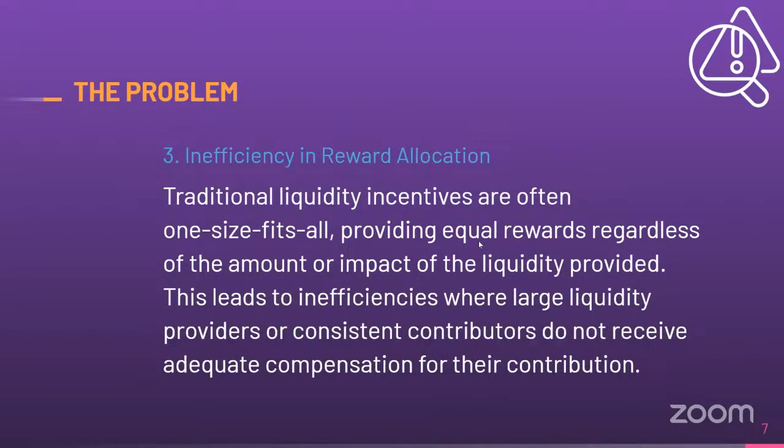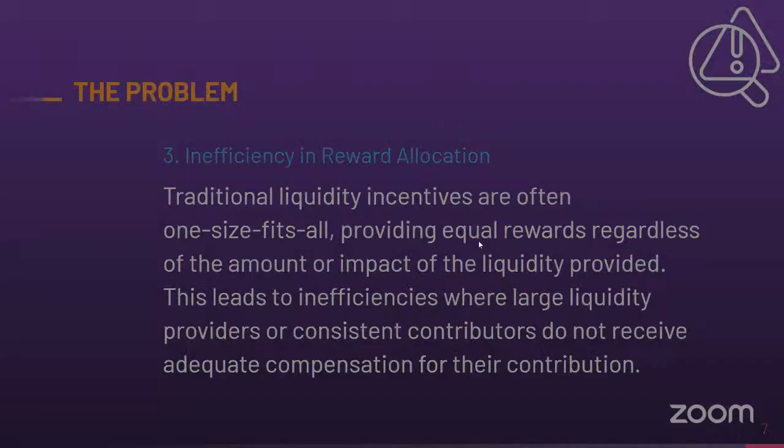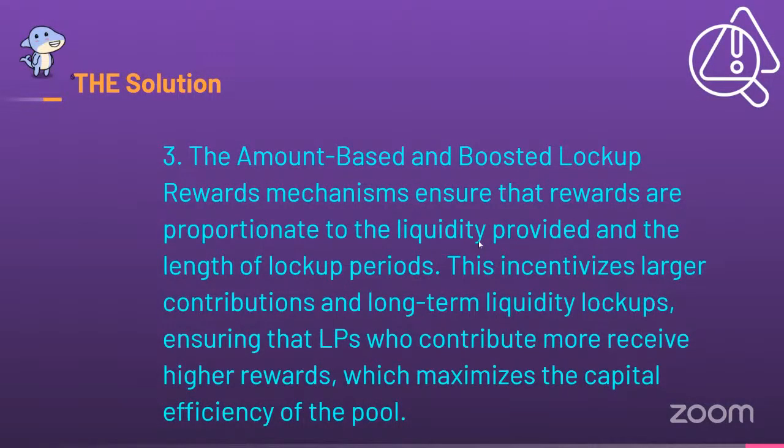The third key problem is the inefficiency in reward allocation. Traditional liquidity incentives are often one size fits all, providing equal rewards regardless of the amount or impact of the liquidity provided. This leads to inefficiencies where large liquidity providers or consistent contributors do not receive adequate compensation for their contribution. To solve this, we have the amount-based and boosted lockup rewards mechanism, which ensures that rewards are proportionate to the liquidity provided and the length of the lockup periods. This incentivizes large contributions and long-term liquidity lockups, ensuring that LPs who contribute more receive a higher reward, which maximizes the capital efficiency of the pool.